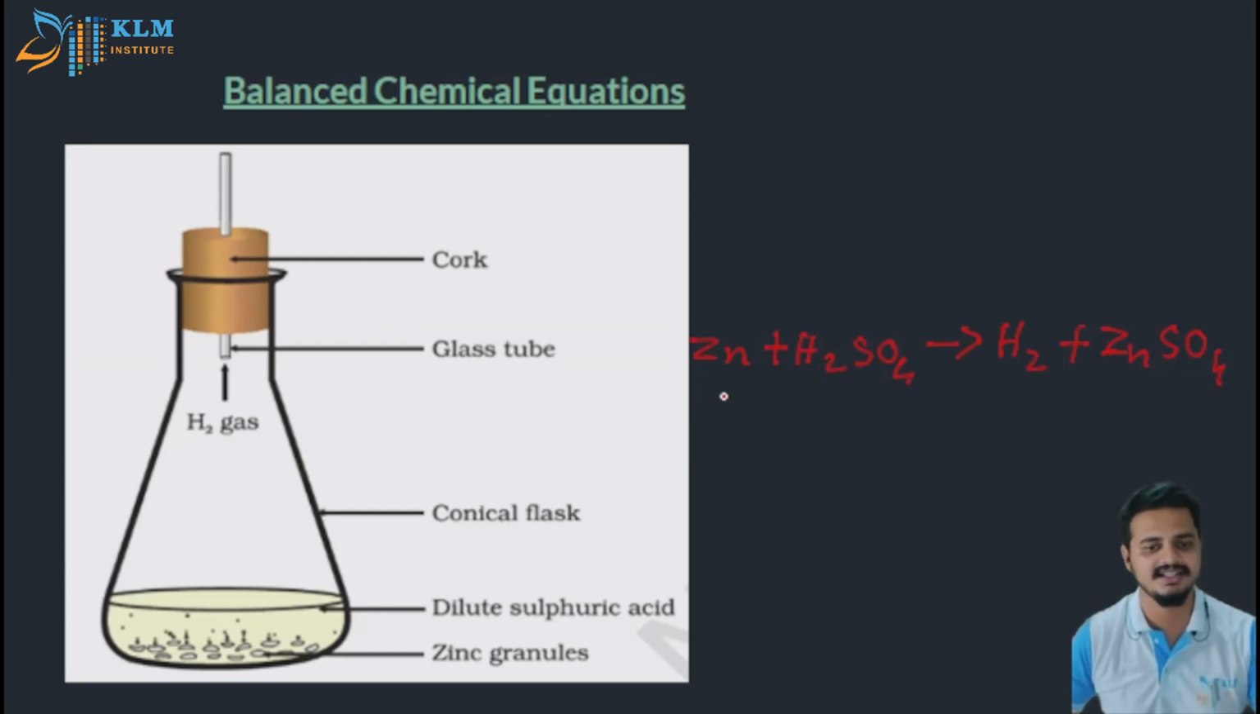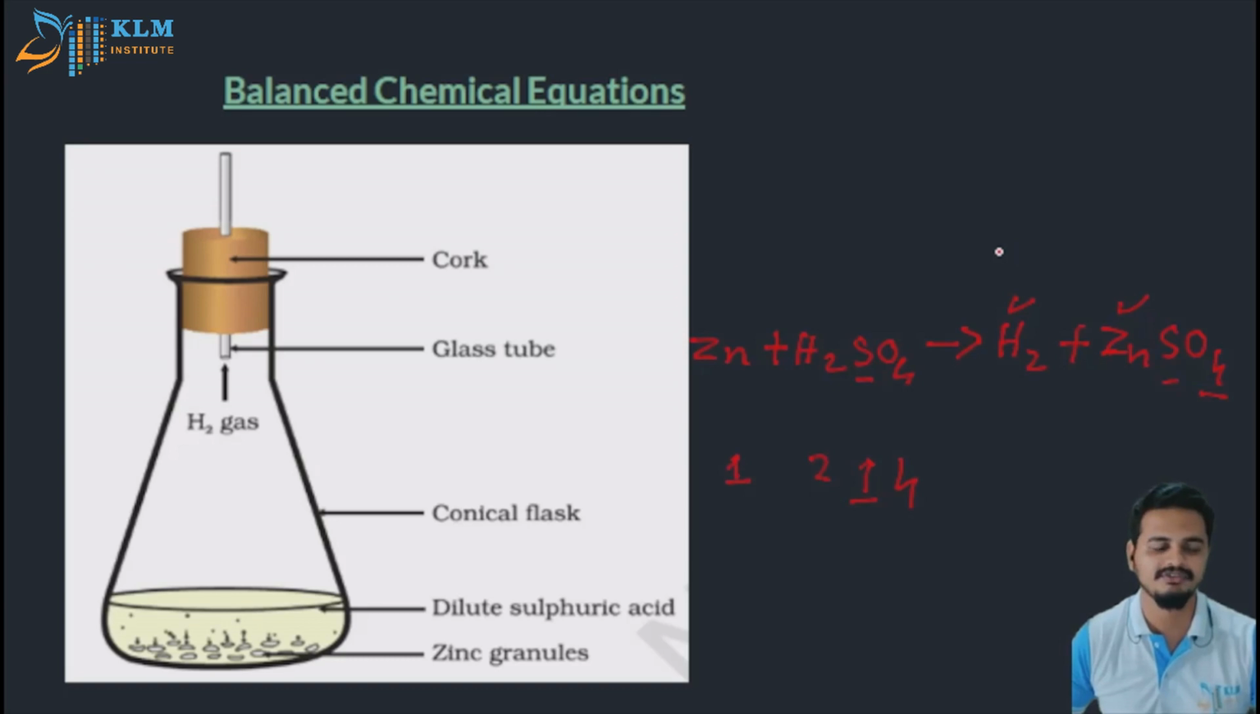How do I know it? Let's check. On the LHS, there is 1 Zn, H is 2, S is 1, oxygen is 4. So again, let's check the right hand side. H on the left hand side is 2, and on the right hand side also 2. So H is balanced. Zn is also balanced. There is only one Zn on both sides, only one sulfur on both sides, and oxygen, there are 4 on the left hand side, also on the right hand side. So it is a balanced chemical equation.